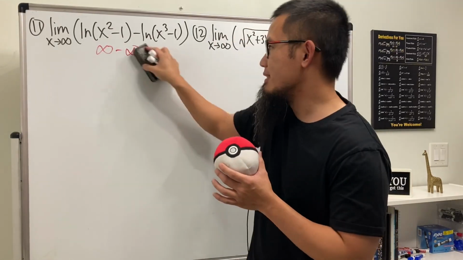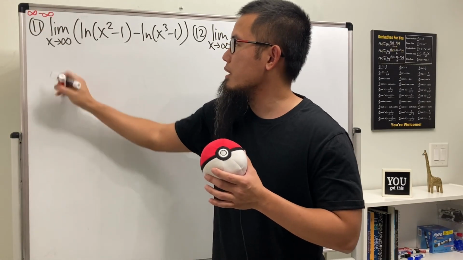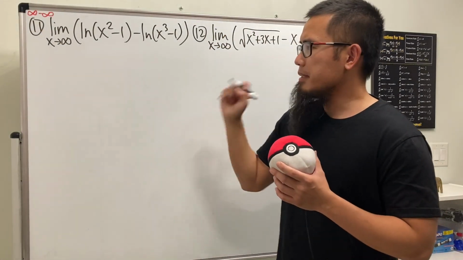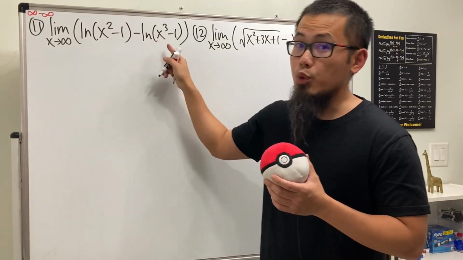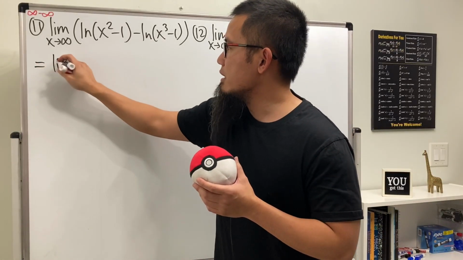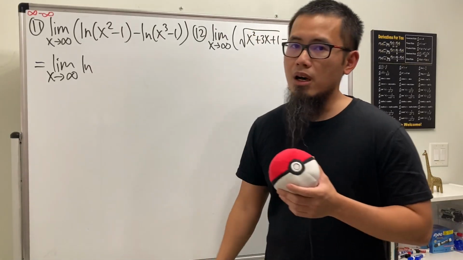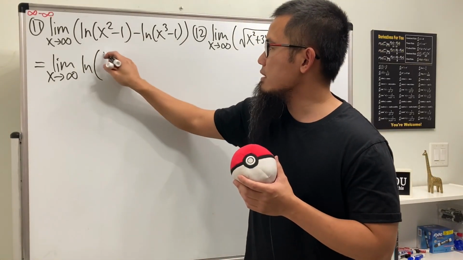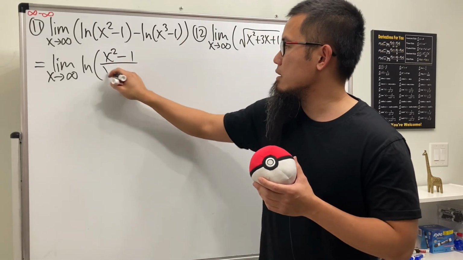So another case, right? And let's see what this will give us. Let me just put that down right here real quick. Okay, how can we combine this now? There's no fraction. Well, this is a subtraction of two logarithms, so we can just combine the logarithms together. This right here will give us the limit as x approaching infinity. Just put down one natural log, and then we'll just have this. So x squared minus 1 over that.